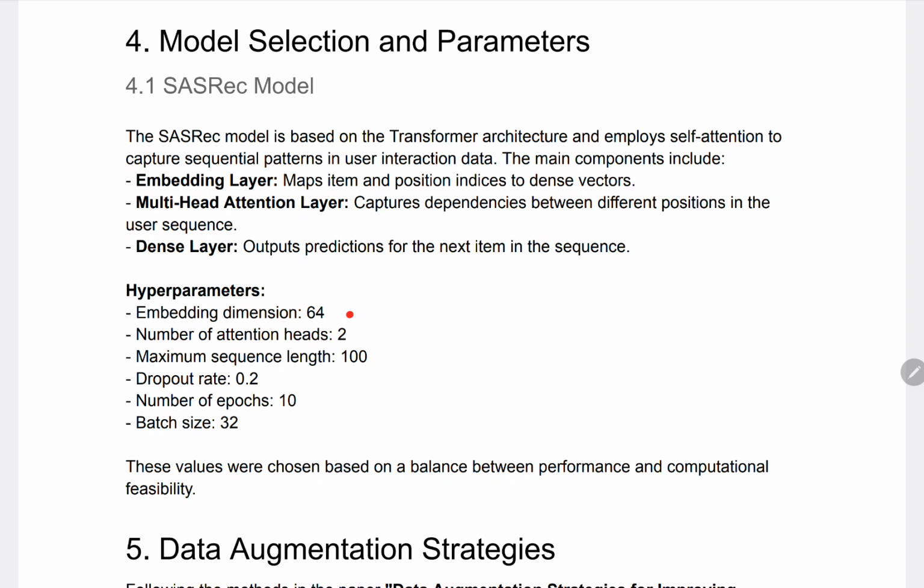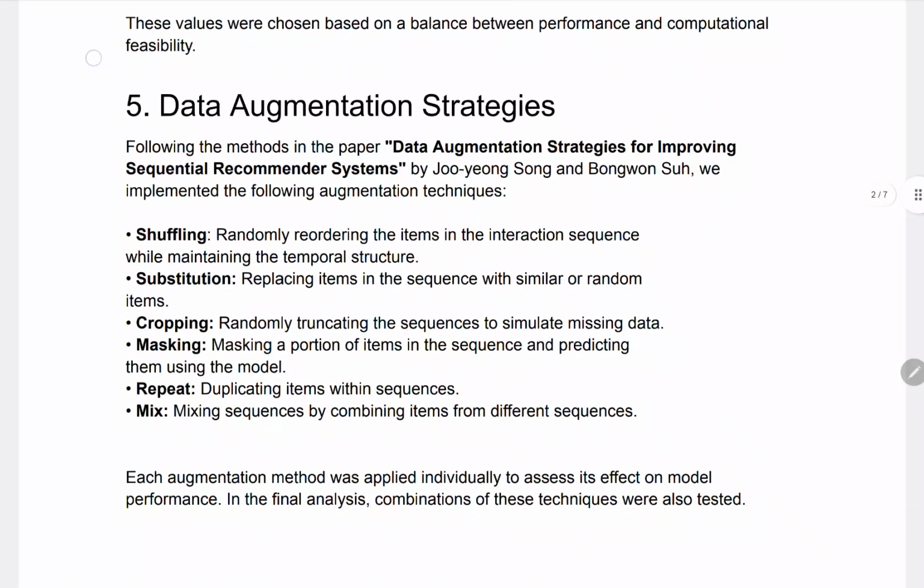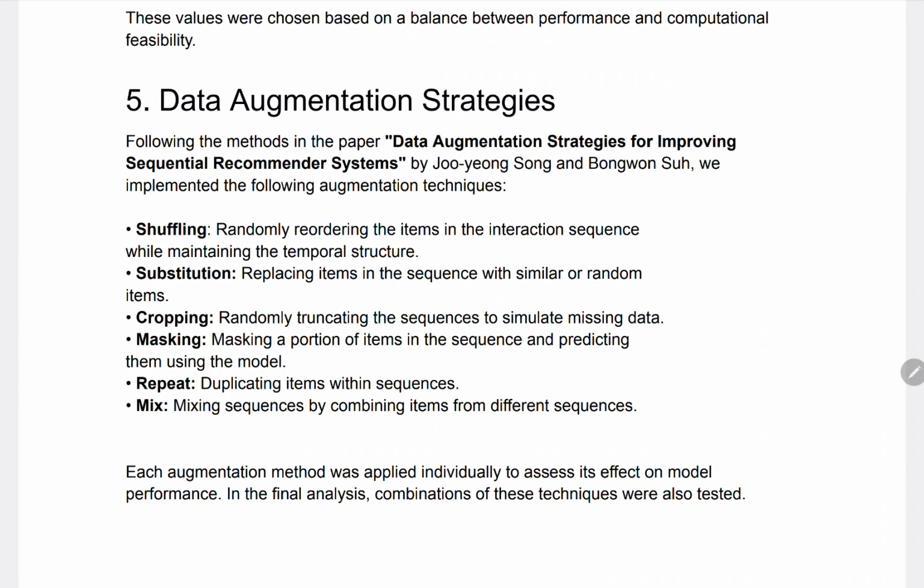For our experiments, we used hyperparameters like an embedding dimension of 64, two attention heads, and a dropout rate of 0.2. These were chosen to balance computational cost and model performance. Now let's look at the data augmentation strategies we explored.